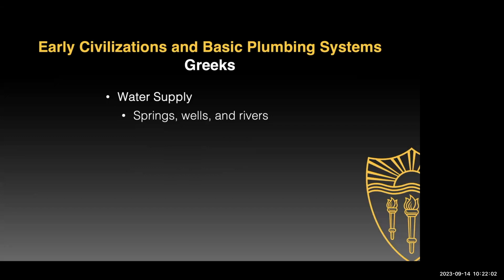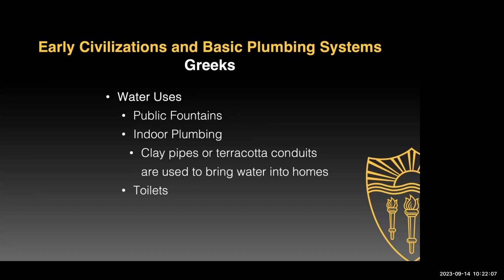So most of the water came from the springs, wells, and rivers around that area. So nothing major like the Nile River, but they had plenty of water sources around them. The Greek water uses included, again, public fountains, because, again, they provided accessible water for the population. So you're starting to see a trend here. Public fountains are a way for people to get water. The more fountains they have, the more water there is. So you'll see that as we go along.